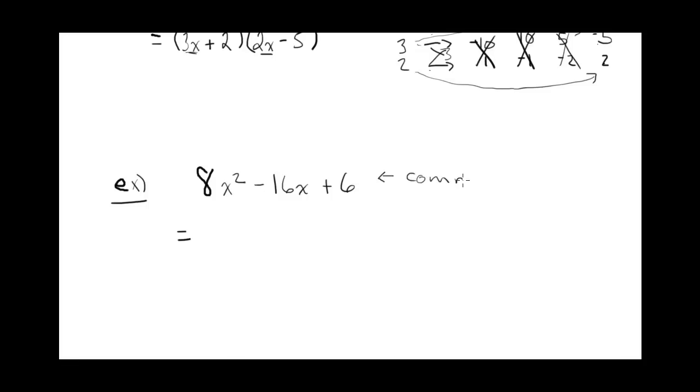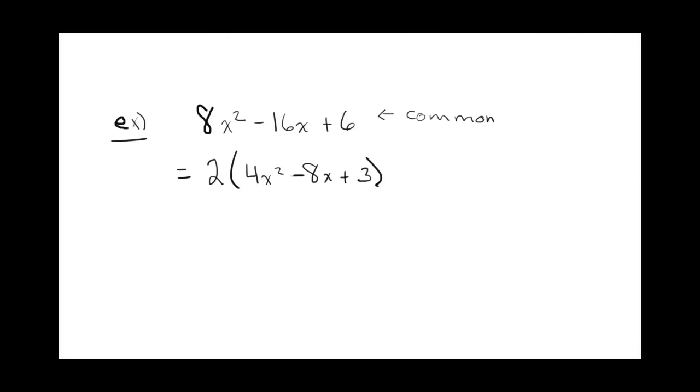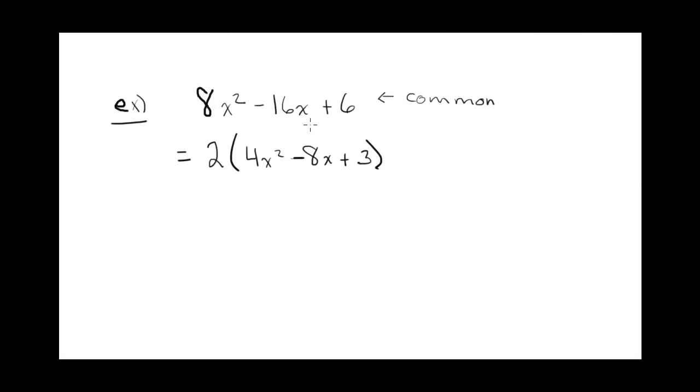There's a common factor of 2. So every term is divisible by 2. They're all even numbers. So you get 4x squared minus 8x plus 3. And that's better, because now we have to factor this one.